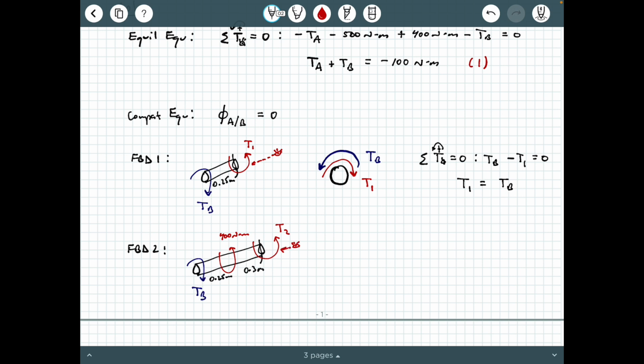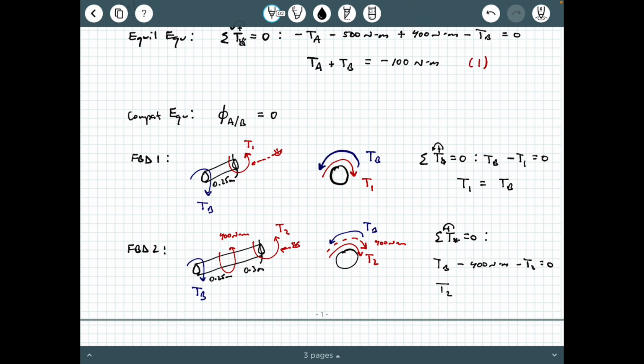And we look inside of that cut, and what do we see? Well, we see the shaft here, and we see a T2, and then behind that we see 400 Newton meters going in the same direction, and then behind that we see, of course, TB, okay? And then we're going to say sum of the torques equals 0 based on that viewpoint. And so inside of this, we're going to have TB minus 400 Newton meters minus T2 equals 0.